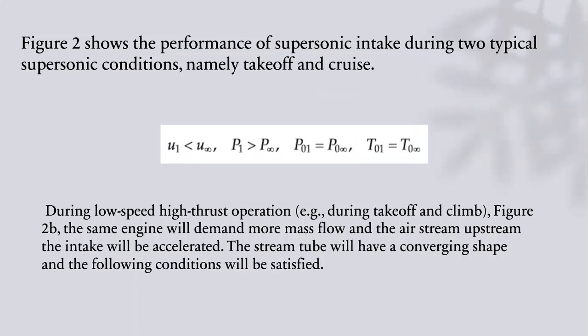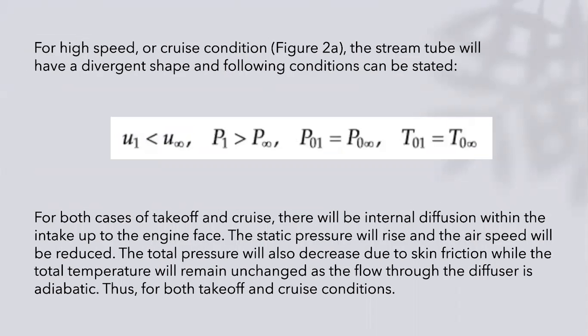During low speed, high thrust operations, in figure 2b, the same engine will have to demand more mass flow from the upstream stream, so the intake flow will be accelerated. The stream tube will have a converging shape, and the following conditions will be satisfied. For high speed and cruise conditions, the stream tube will have a divergent shape, and the following conditions can be stated, such as u1 less than u infinity, and p1 greater than p infinity, and p01 is equal to p0 infinity, and T01 is equal to T0 infinity.